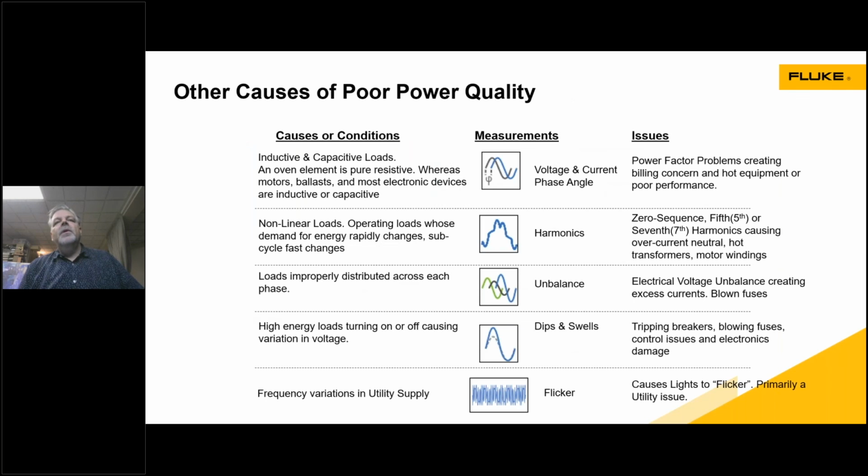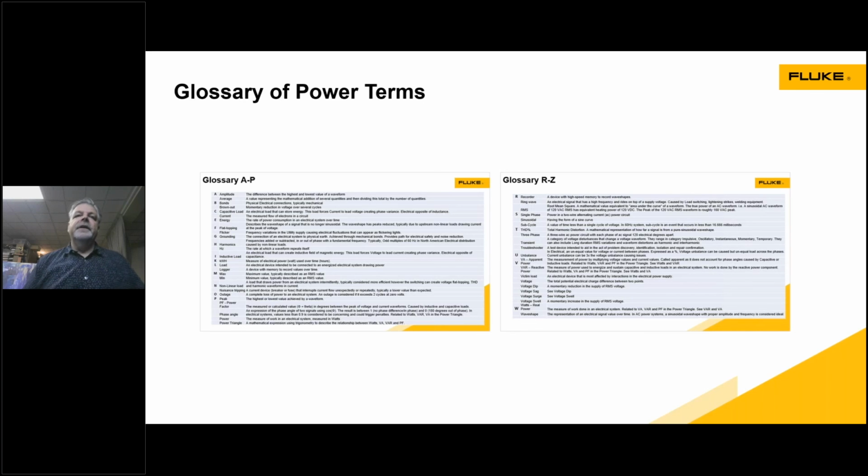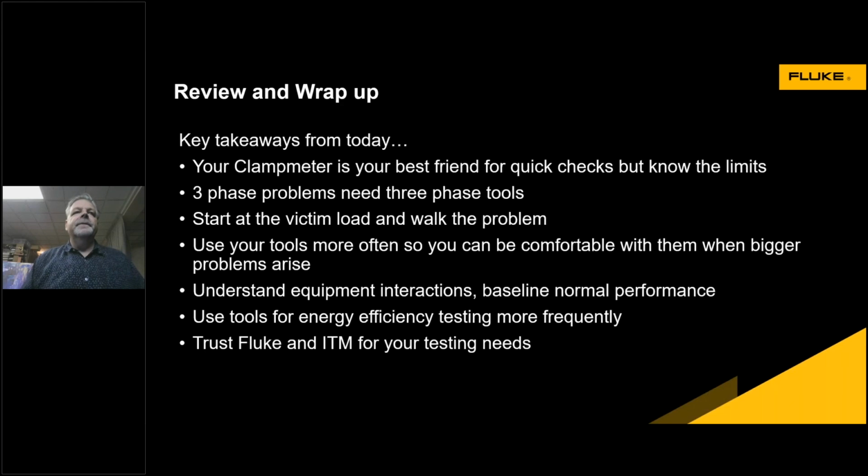Some other causes of power quality problems that aren't voltage related specifically are phase angle issues and harmonics, which is again a 2 or 3 day, maybe even a semester long discussion. Unbalance is when we're taking current off of 3 phases unbalanced. Then there are dips and swells, flicker, which is voltage fluctuations, and frequency fluctuations. There's the glossary, and I would like to wrap up real quick here by giving you a few takeaways from the discussion today and leave the last 5 or 6 minutes for questions and answers.